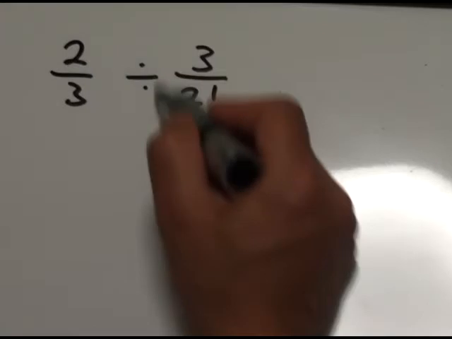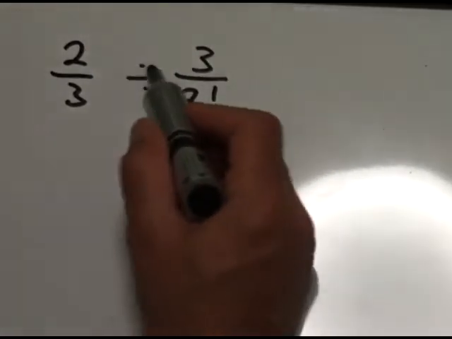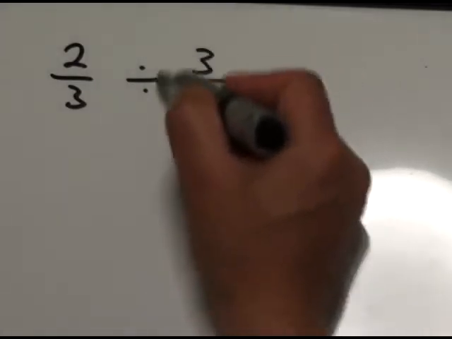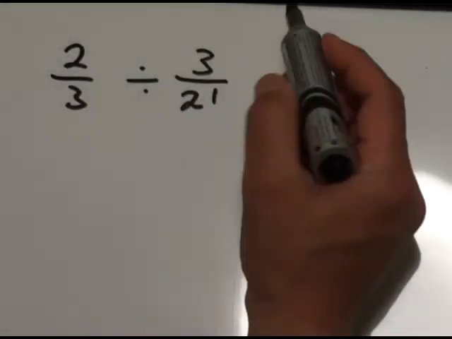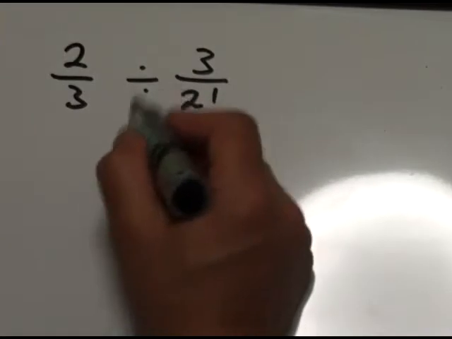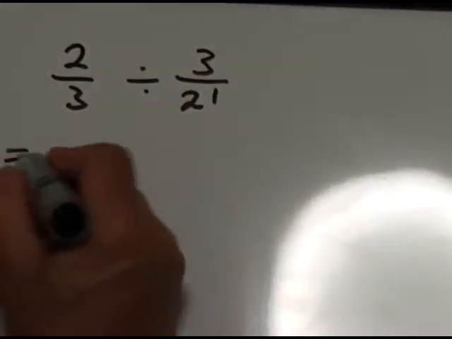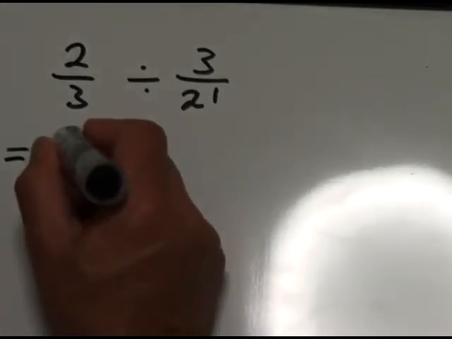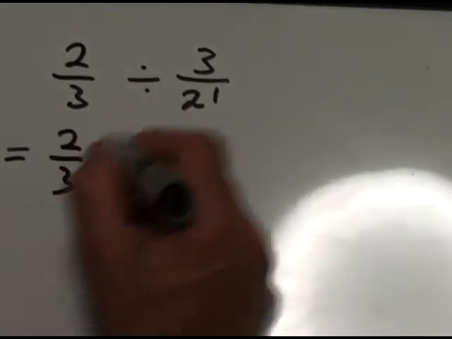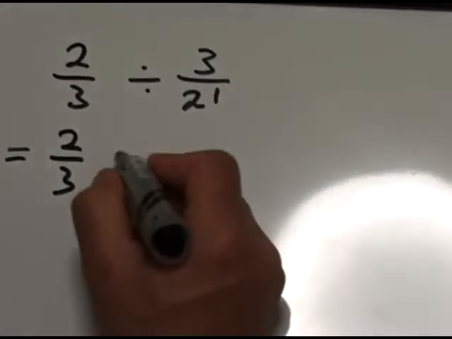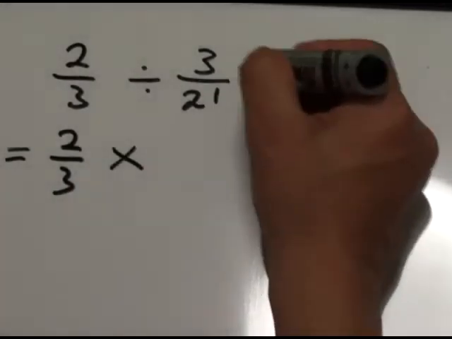When we're dividing by a fraction, forget about that number, that's not as important. The important thing is this number here. When we divide by a fraction, the rule is you multiply by the reciprocal of the fraction. What does that mean? Let's have a look. So that means 2/3, instead of writing divided by 3/21, you actually multiply by the reciprocal.